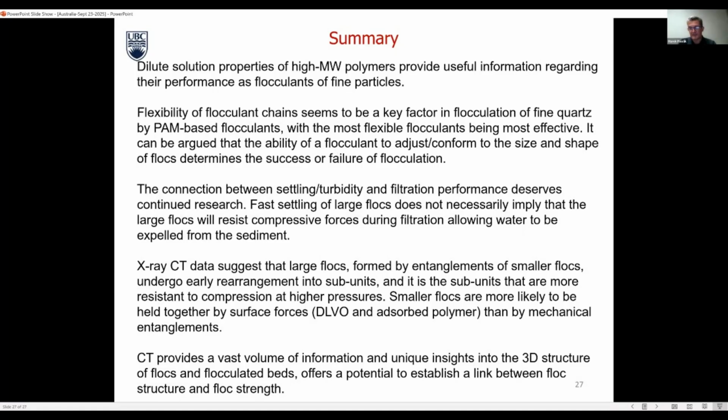So the X-ray data, X-ray CT, suggests that these very large flocks form by entanglement of smaller flocks. They undergo this early rearrangement into subunits. And then those subunits are in fact much more resistant to compression and withstand pressure filtration much better than large flocks. And again, these are much more likely to be held together by stronger surface forces compared to, let's say, particles held by mechanical entanglements.